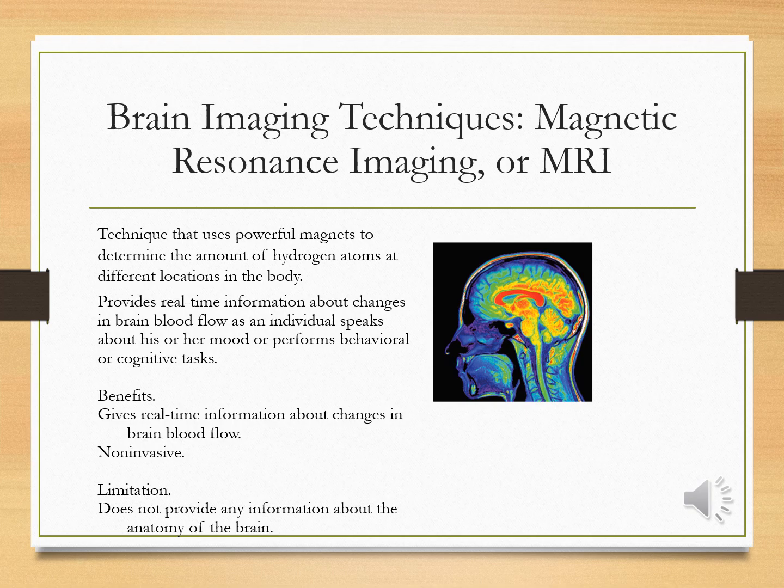It's a technique that uses powerful magnets to determine the amount of hydrogen atoms at different locations in the body. It's become one of the most important tools for providing a detailed view of the brain. The most important merits of this technique are that it provides a high-resolution image of the brain's anatomy, and it's non-invasive as well.